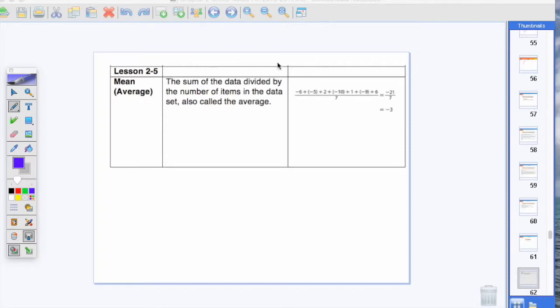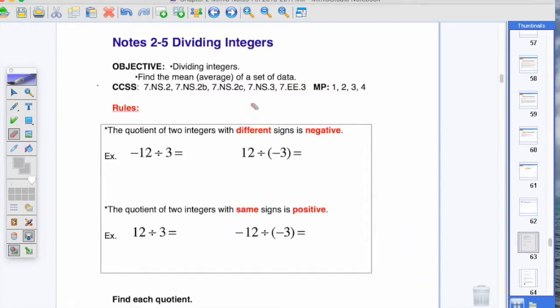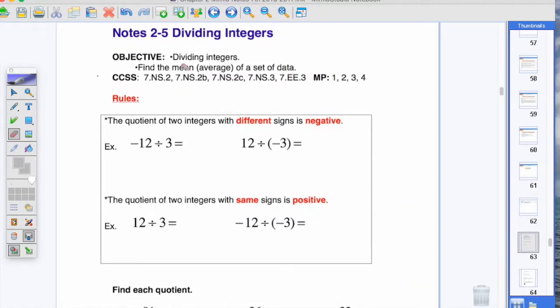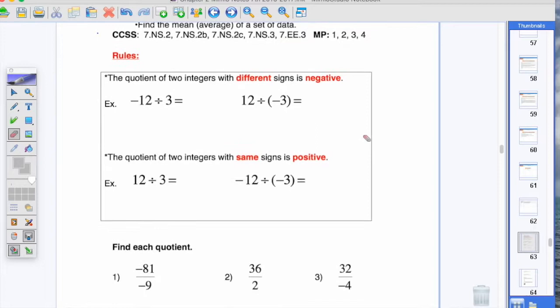The only difference between the mean that you're learning now compared to when you learned it in previous years is that you're adding when you have negative numbers. All right, so here are the notes on 2.5, dividing integers. We're going to divide integers and find the mean or the average of a set of data. The Common Core state standards are listed in the mathematical practices.